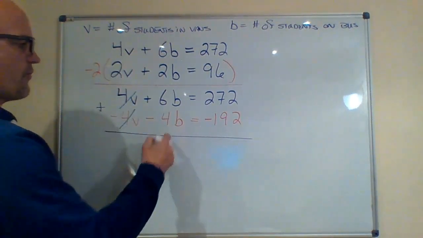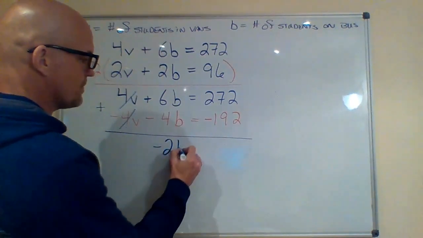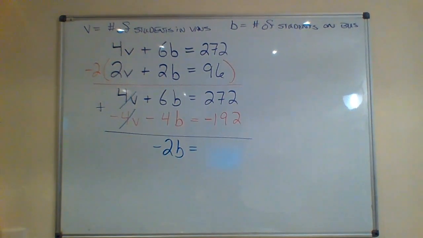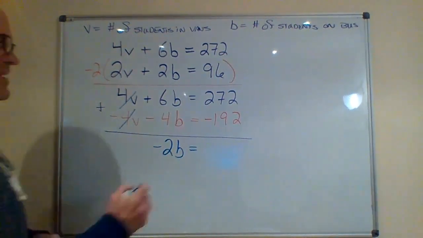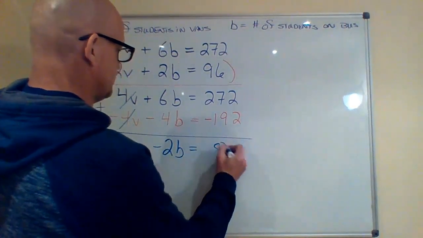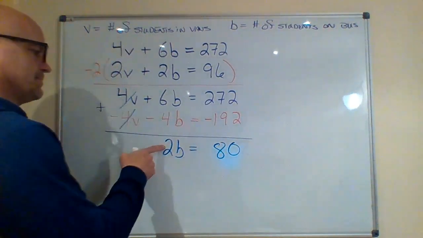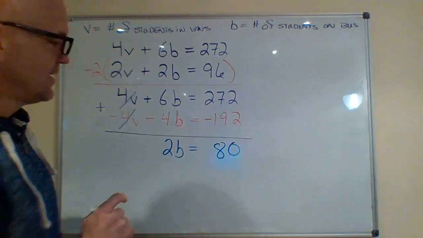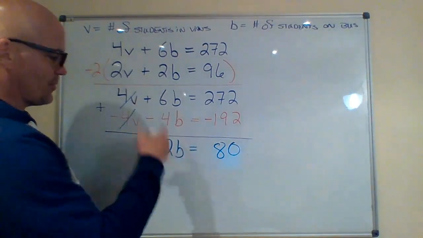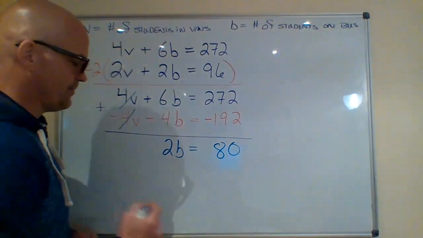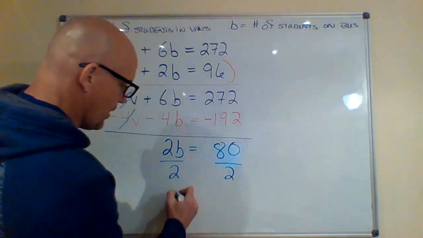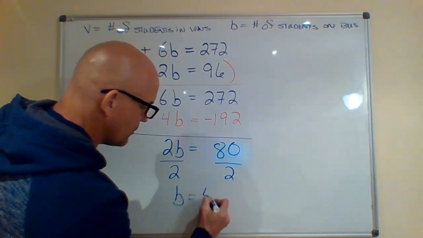6B plus -4B is -2B. And that's going to equal 272 plus -192 is going to give me 80. Oops. That is positive 2B. Did anybody catch that? Positive 2B. 6B minus 4B is positive 2B. I apologize for that. Then we're going to divide both sides by 2. And I'm going to wind up with B equals 40.